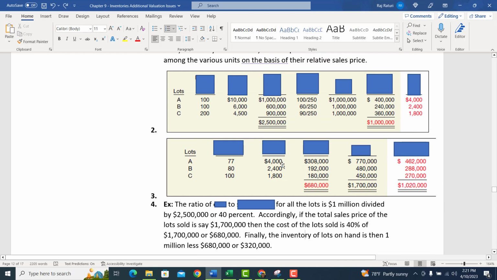So if we were going to calculate cost of goods sold, that would roll over here, and I multiply by the cost of the units sold, and then we can get our cost of goods sold. Subtract from the revenue, and then we get our gross profit. These are going to be sales revenues given to us.